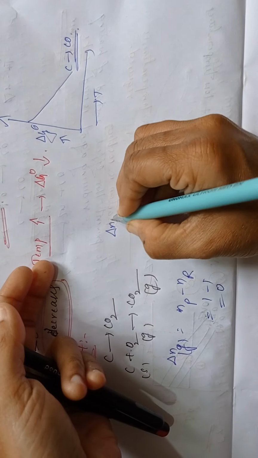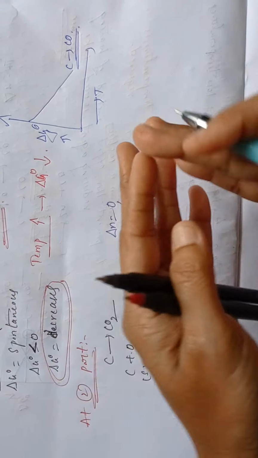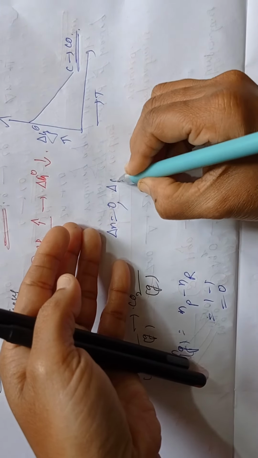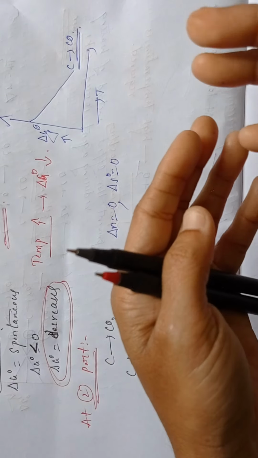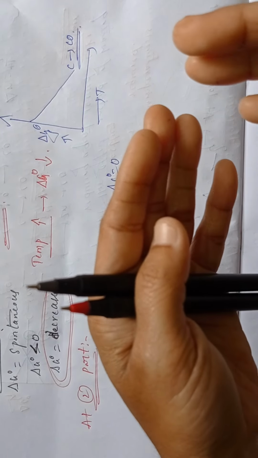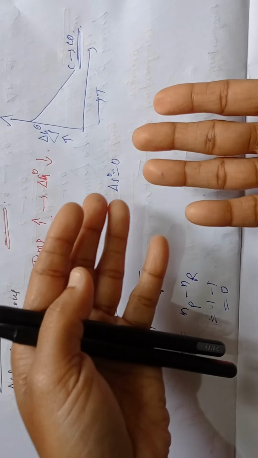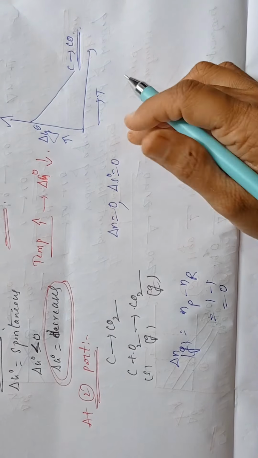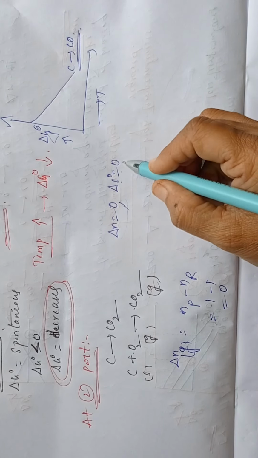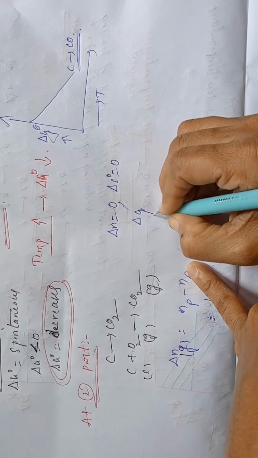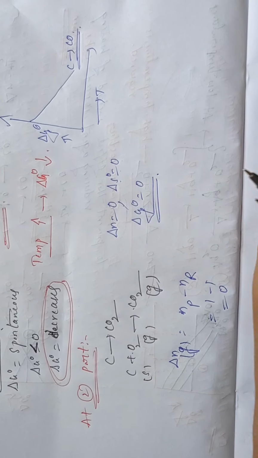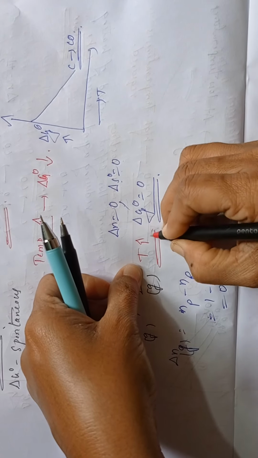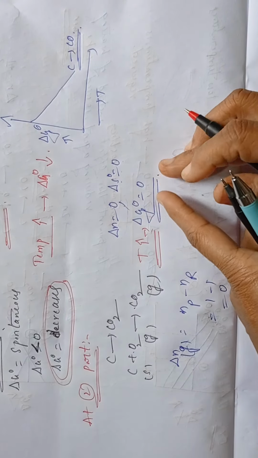That means the delta N value is 0. There is no change in the number of moles. That means the delta S naught value is 0. That means there is no change in the degree of randomness. So when temperature increases, delta N equals 0 and delta S naught equals 0. That means the delta G F naught value is also 0. Are you clear? So whenever temperature increases, students, the delta G F naught value equals 0.